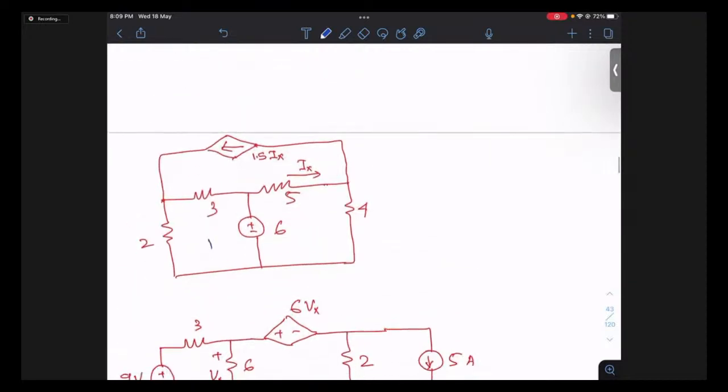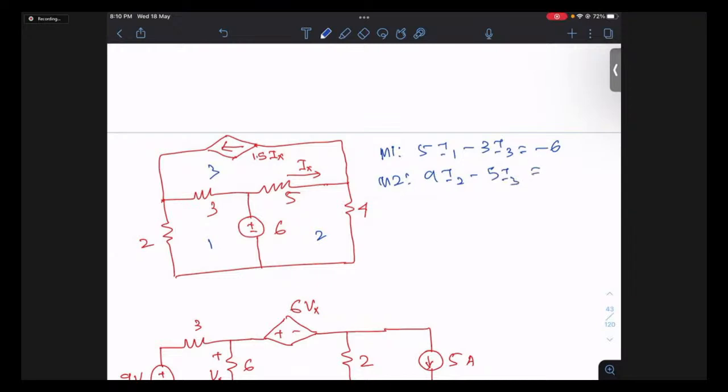So this is mesh 1, this is mesh 2, and this is mesh 3. For mesh 1, if I write the equation, it will be 5i1 minus 3i3 is equal to minus 6. And for mesh 2, this is basically 5 plus 4, 9. So 9i2 minus 5i3.